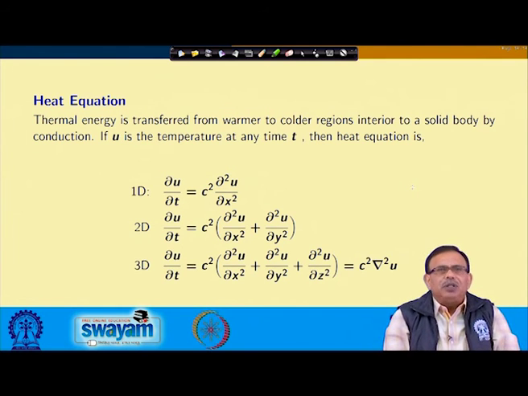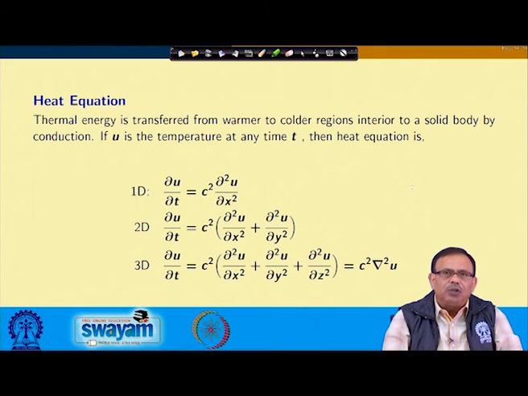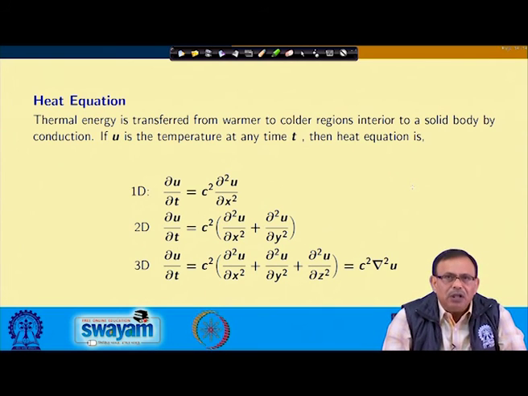Similarly, three dimensional heat equation also we can define as ∂u/∂t = c² (∂²u/∂x² + ∂²u/∂y² + ∂²u/∂z²) = c² ∇²u. So, capital del square u is nothing but ∂²u/∂x² + ∂²u/∂y² + ∂²u/∂z². So, this is the second one.